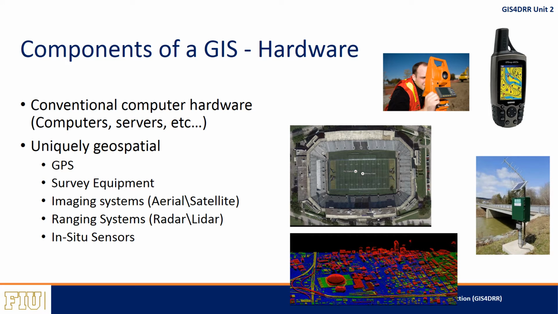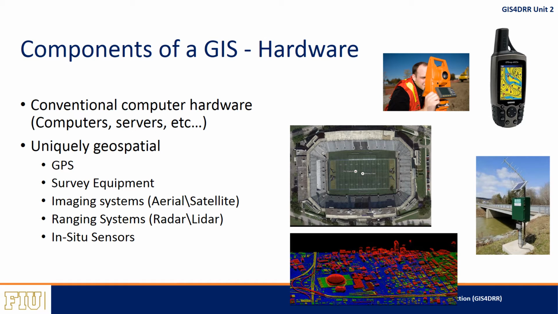GIS also requires hardware, some familiar and some highly specialized. Conventional computers and data storage systems are necessary. In the recent past, GIS could only be efficiently run on high-end computers, adding to the cost, but the increased power and improved processing efficiencies of GIS software have made it so that a decent laptop can now power most GIS applications. Specialized GIS hardware includes global positioning system receivers, survey equipment, aerial and satellite imaging systems, and in-situ sensors such as stream gauges and weather stations.